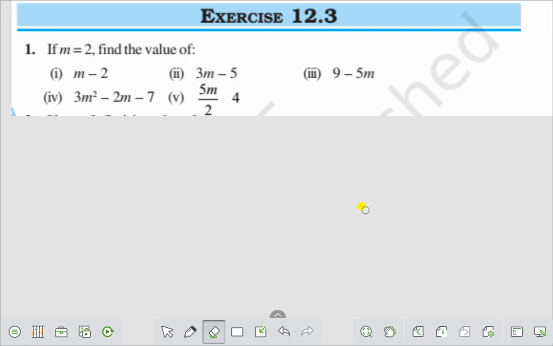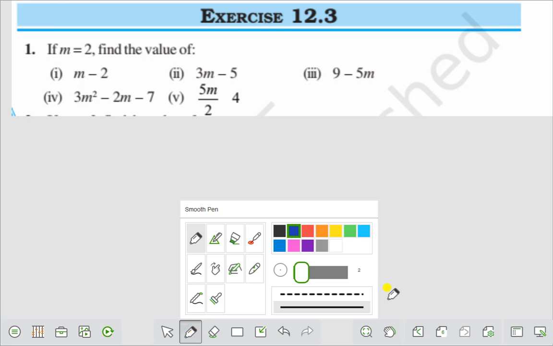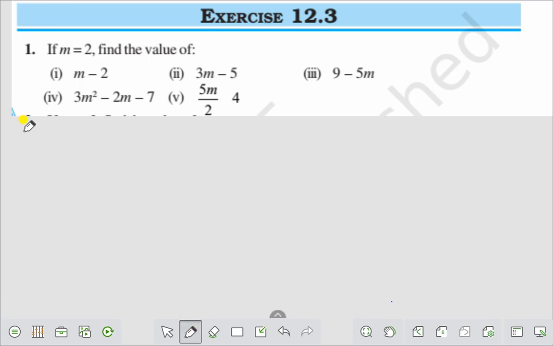If m is equal to 2, find the value of the following. Let us find the different values. Number 1 is m minus 2. If I put the value of m is equal to 2, then you will get 2 minus 2 is equal to 0. Right?